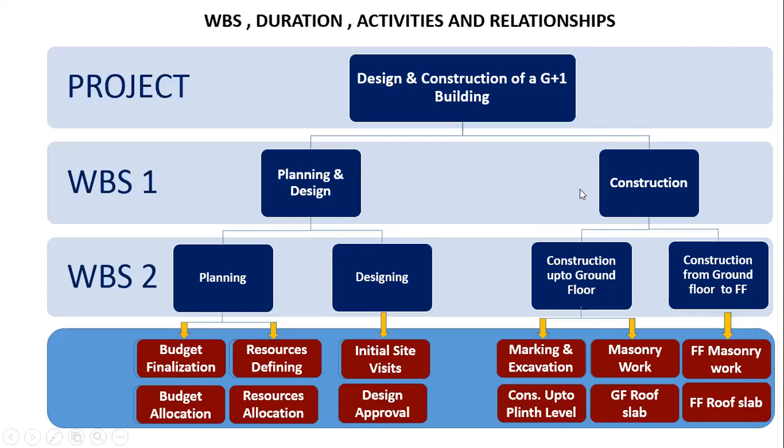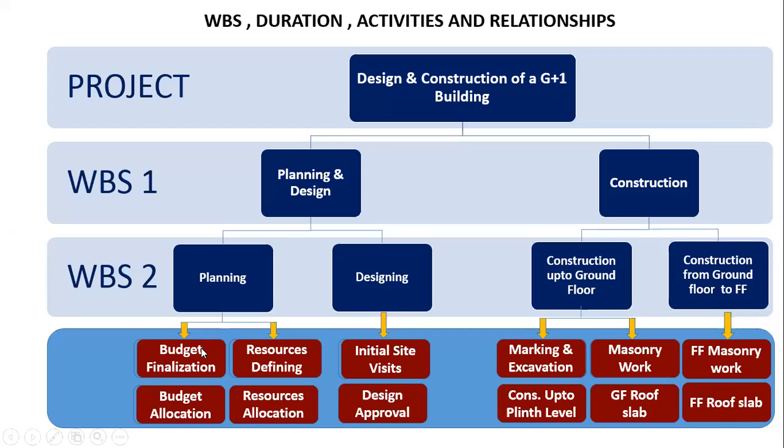In this WBS 1, in the first breakdown structure, we have planning and design, and construction. Under planning and design, we have planning separately and designing separately because the tasks are different, right? Under construction, we have two things: construction up to ground floor, and construction from ground floor to first floor. This has been bifurcated in a simple way so that it is comfortable for you in the initial stages. Later, we need to elaborate these things because we want micro planning. If we go for micro planning, we can execute any project in a simple way. Correct?